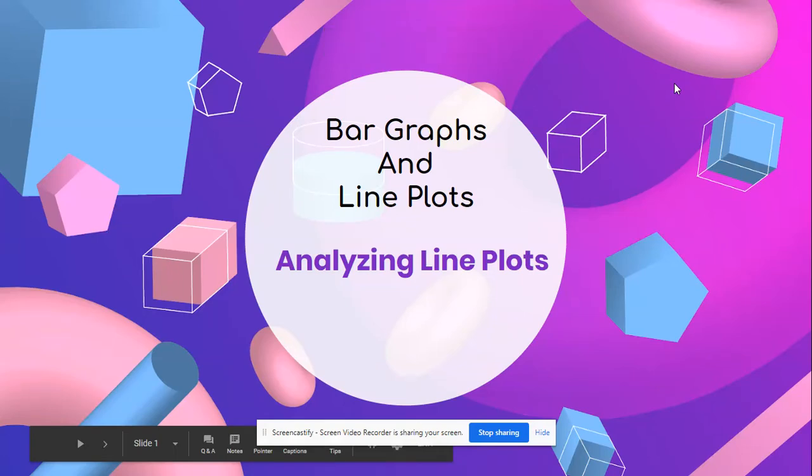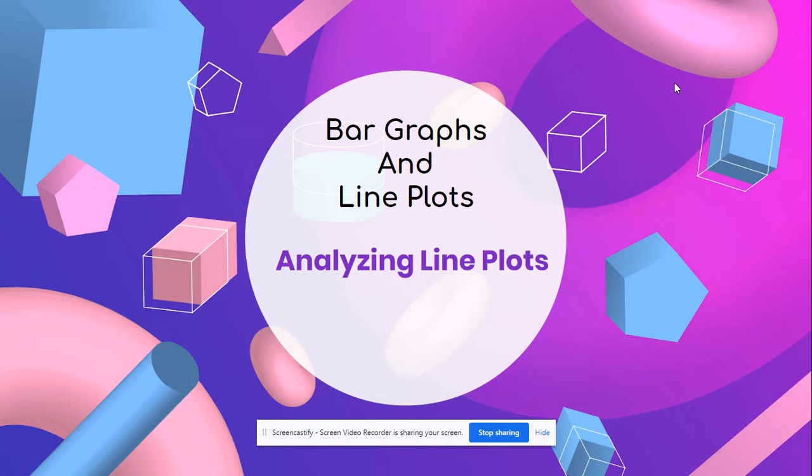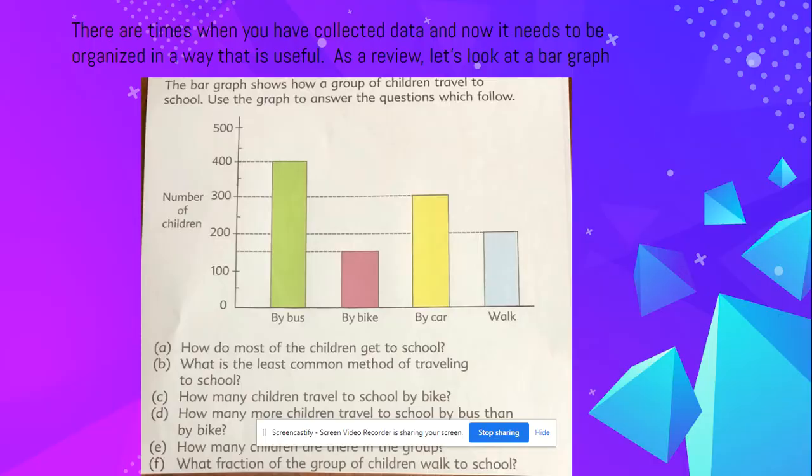Today we're going to be reviewing bar graphs and learning more about line plots and how you can read and interpret the data on a line plot. So this is a bar graph.